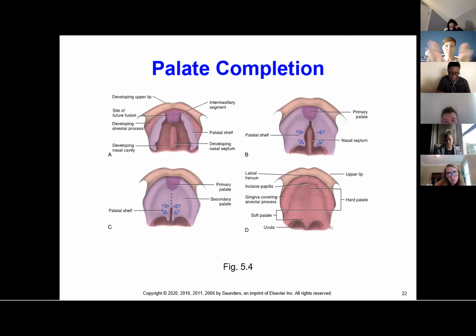Okay, so here's that picture that I showed earlier of how you get that full palatal completion. Any questions about this picture?